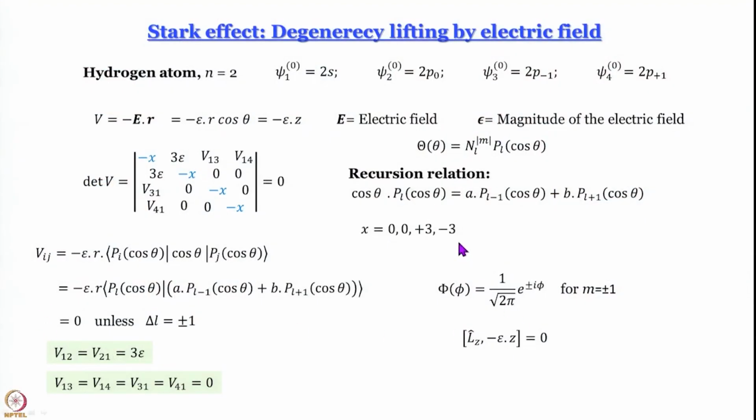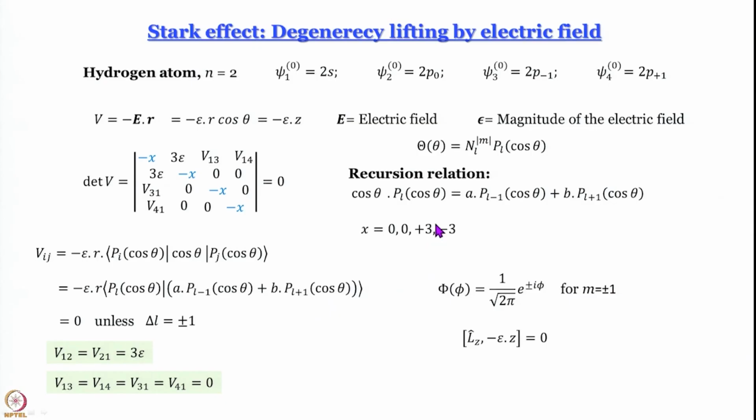Okay. So, now what has happened? What is x? X is the first order correction to energy. So, if that is equal to 0, that means there is no change in energy. So, what we see is that for these 4 orbitals, 2s, 2p0, 2p minus 1, 2p plus 1, 2 of them do not change in energy. One is stabilized, one is destabilized.